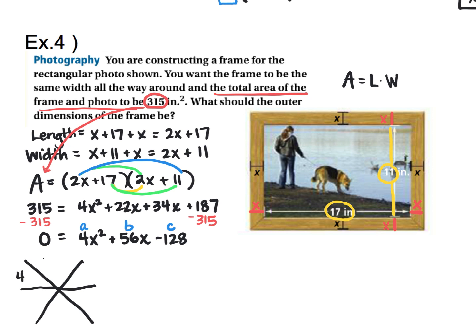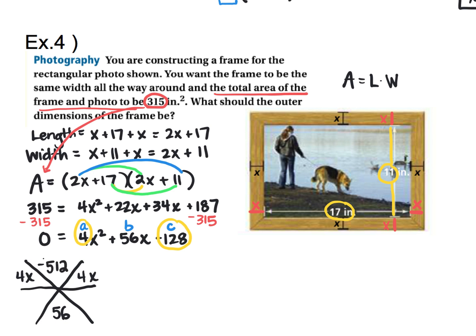So we have 4x, and then another 4x, and then the bottom number has to be 56. And then we're going to take our front number A and our back number C, and multiply those together. That's going to give me negative 512.